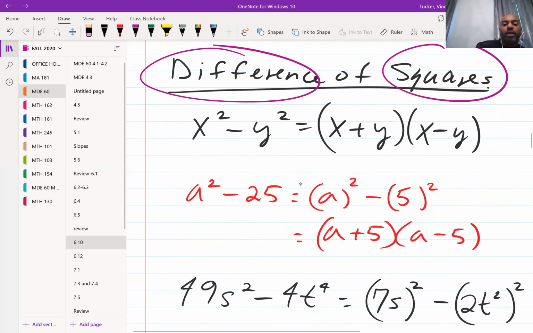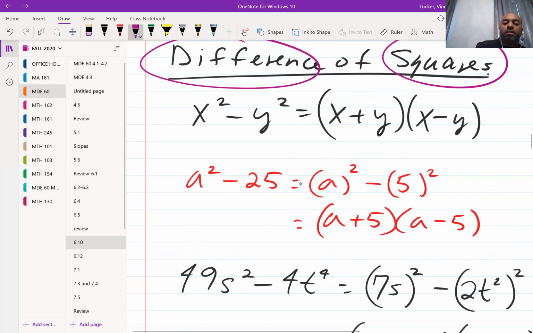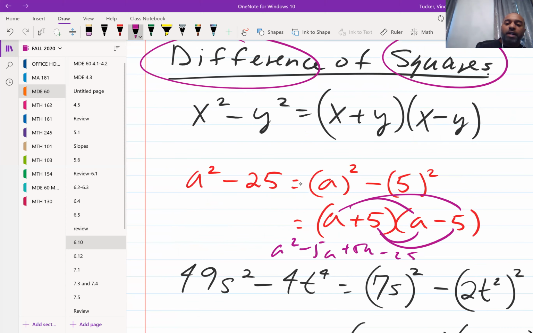If you were to FOIL that out, that'll give you a squared, that'll give you negative 5a, this will give you positive 5a, then that'll give you negative 25. So these cancel in the middle, and just give you a squared minus 25, which is what you had.